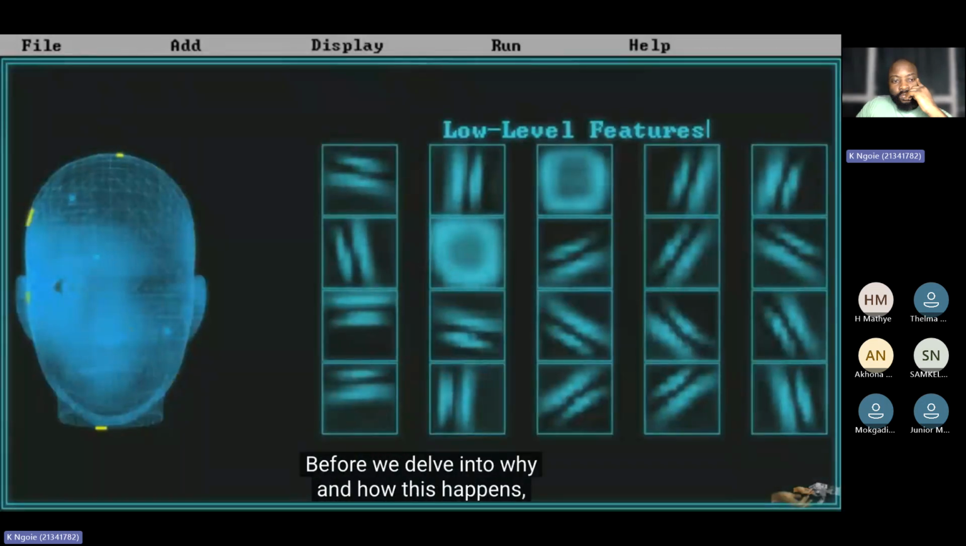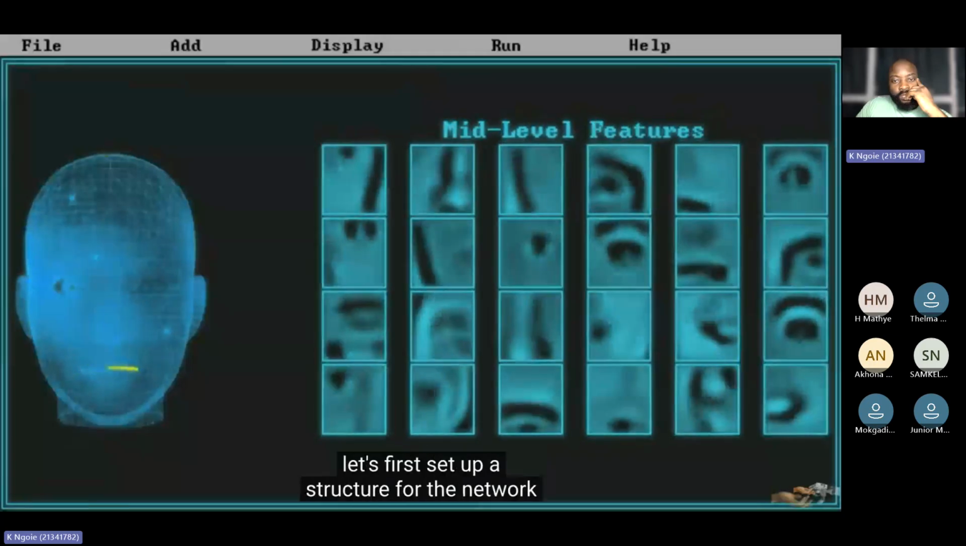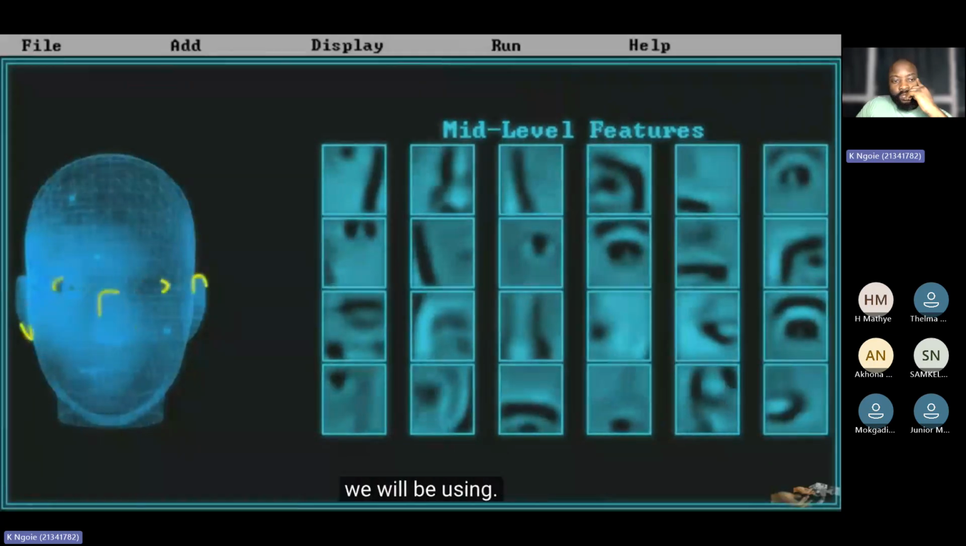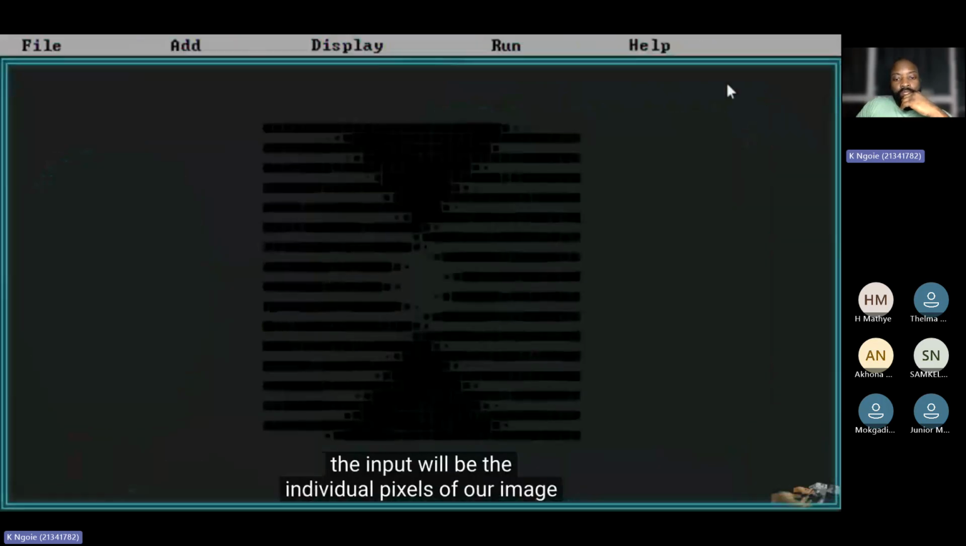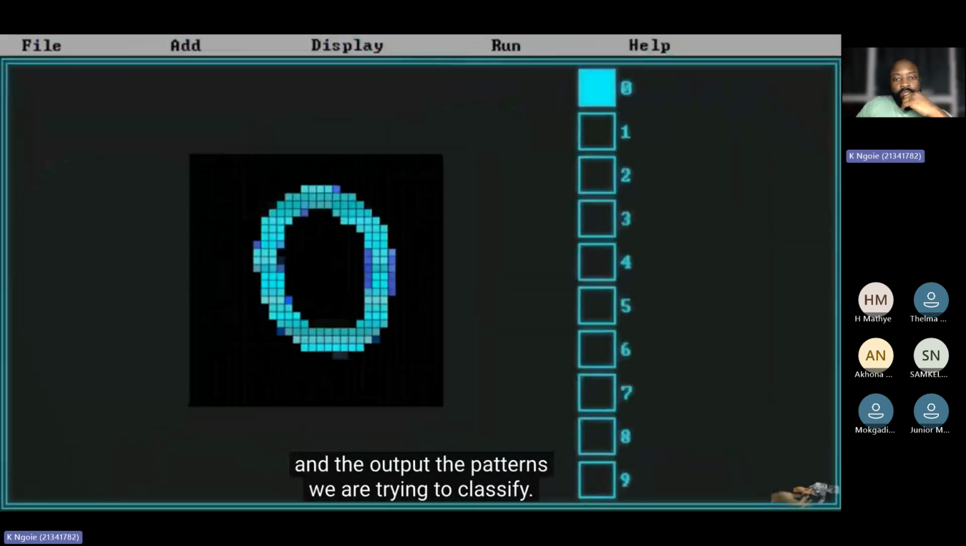Before we delve into why and how this happens, let's first set up a structure for the network we will be using. As with our previous example in image recognition, the input will be the individual pixels of our image, and the output the patterns we are trying to classify.